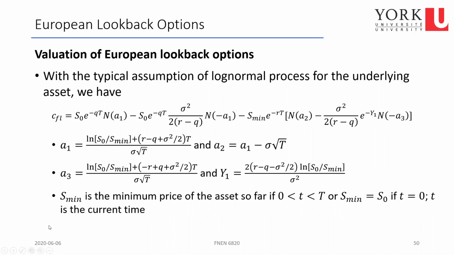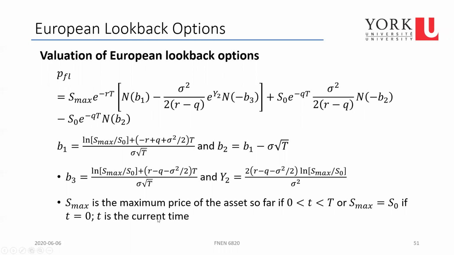S-min is the minimum price in the first month. Basically, it's from the time the option comes into existence up to the point that you're pricing it. What is the minimum price? Use that minimum price as S-min in the formula here. Similarly, you do that to calculate S-max and put it in the formula to calculate the floating look-back European put option.